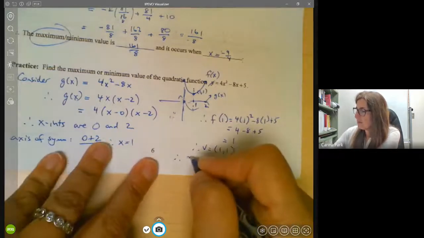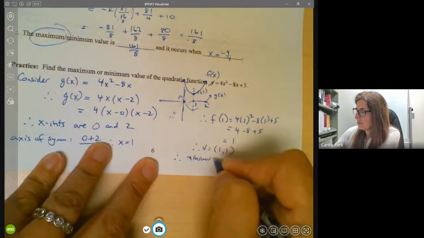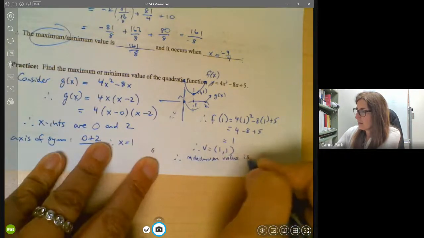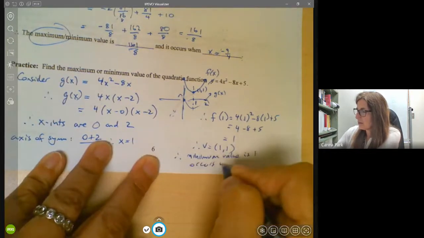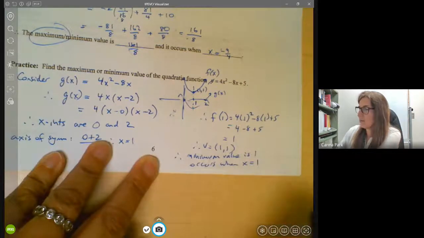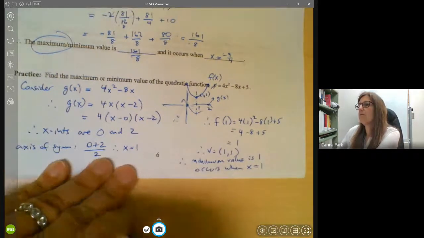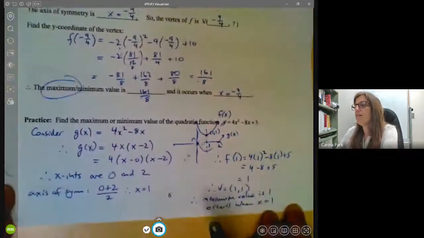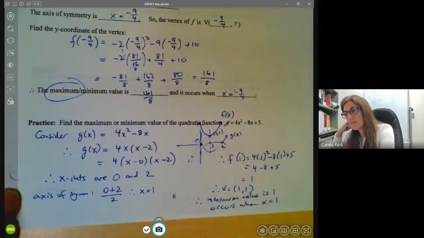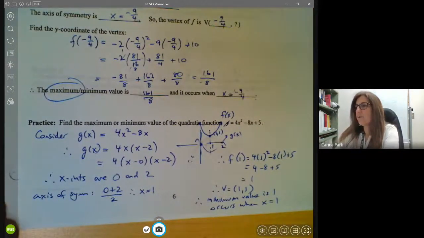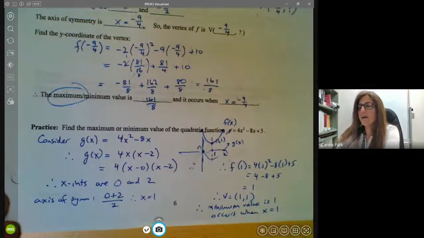So therefore, we say the minimum value is 1, and it occurs when x equals 1. Okay, and there you have it. So in the textbook, you have practice of completing the square and of partial factoring, and you're going to need to practice those before we can do our max-min problems.